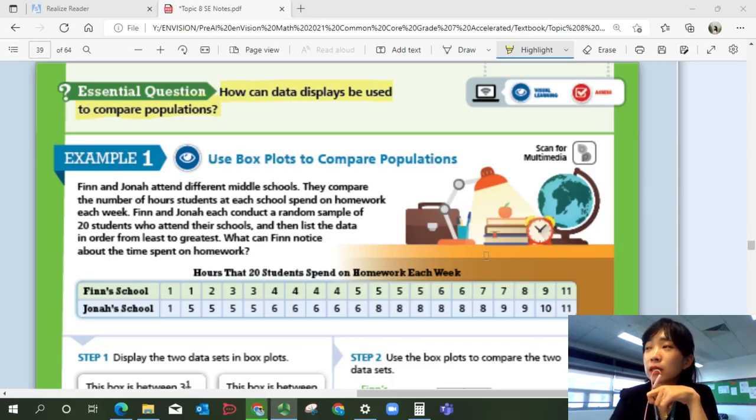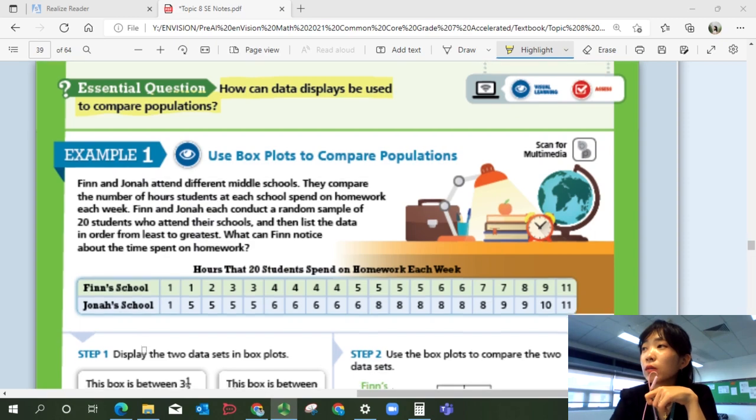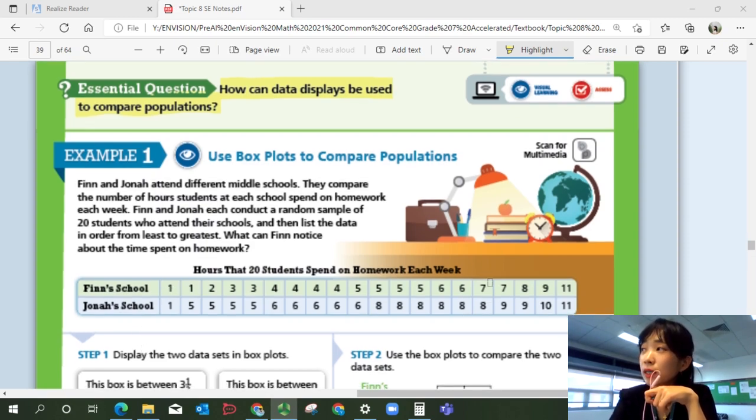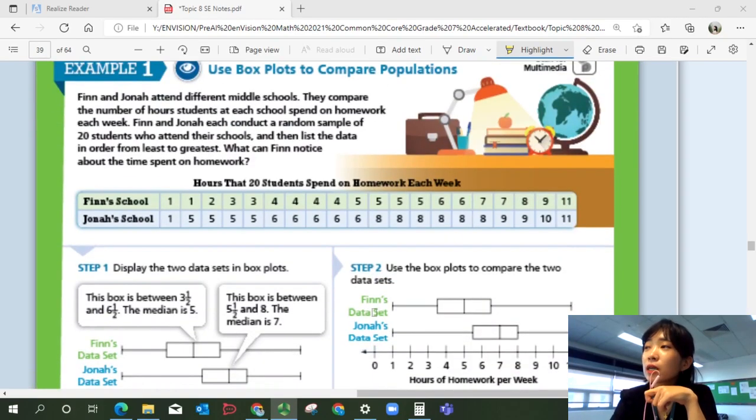What can Finn notice about the time spent on homework? So these are the hours that 20 students spend on homework each week. And so in Finn's school, it's going to range between 1 and 11, and you see a lot of 4s and 5s. Jonah's school, we see the same range from 1 through 11, but you can notice that the numbers are bigger than Finn's school. So let's look at step 1.